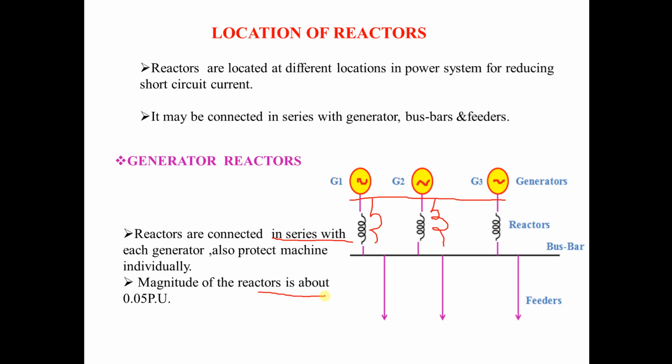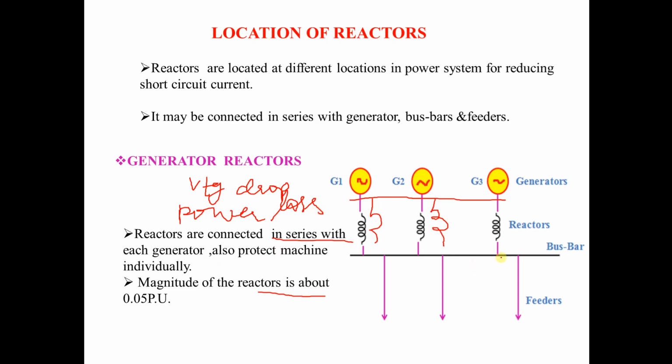It also has some disadvantages. For the generator reactor, one is a constant voltage drop, and the next one is power loss in the reactors even in normal operation.